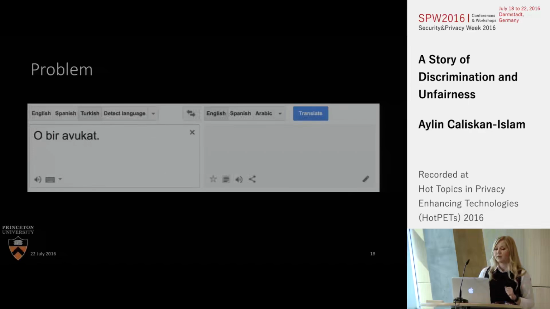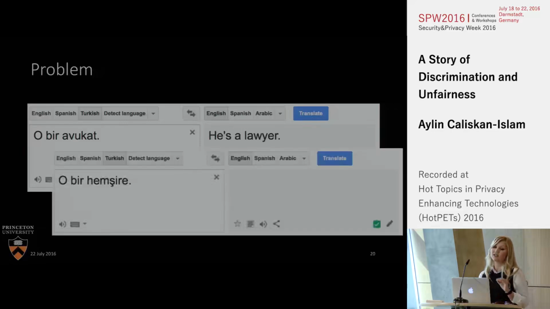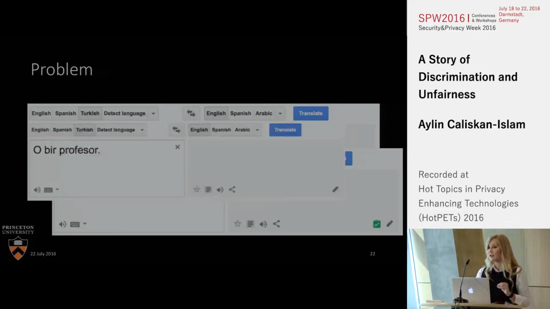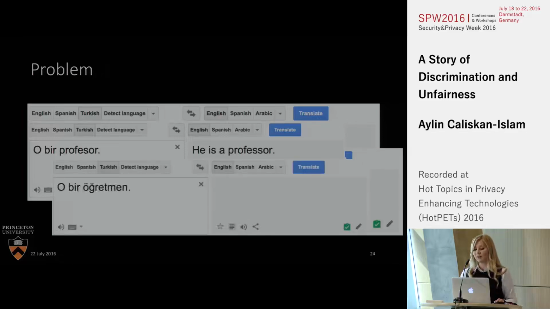Let's go over some examples with machine learning. Here on the left side, I have some Turkish text, which I'm translating to English. I chose Turkish because Turkish pronouns are gender neutral. Here I'm saying "he or she is a lawyer." The translation is "he's a lawyer." And I say "he or she is a nurse." The translation is "she is a nurse." I say "he or she is a professor." The translation is "he's a professor." And then I say "he or she is a teacher." But the translation is "she is a teacher."